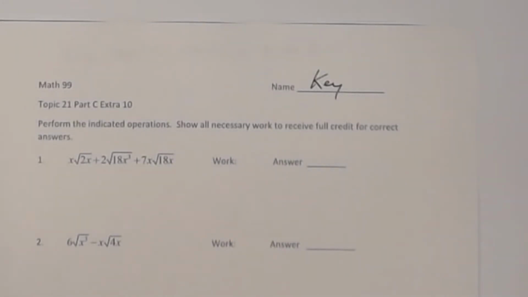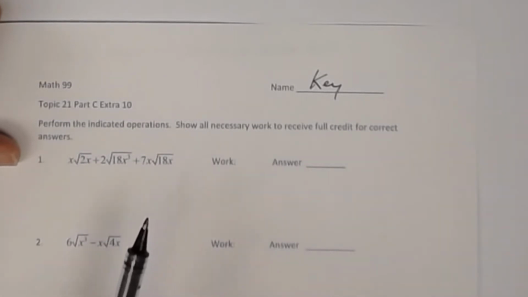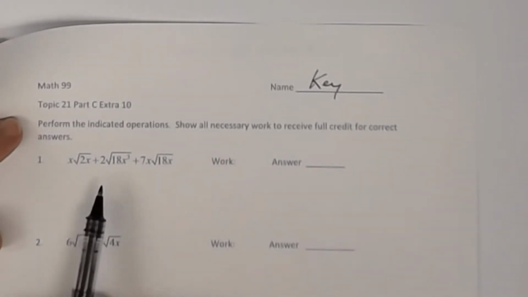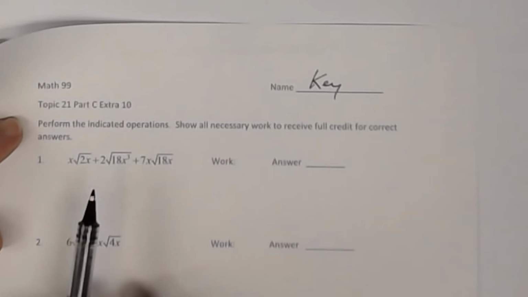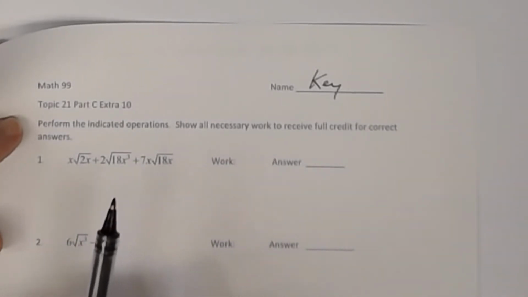Okay, so this is the key to topic 21, part C, and this is the worksheet called Extra 10. In these, you want to add and subtract radicals. And remember, in order to add or subtract radicals, they have to be like terms. You can only add or subtract like terms.